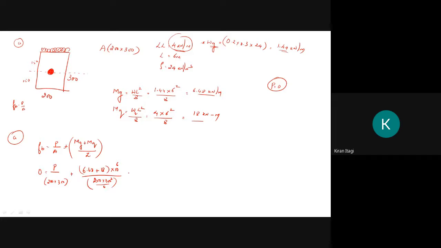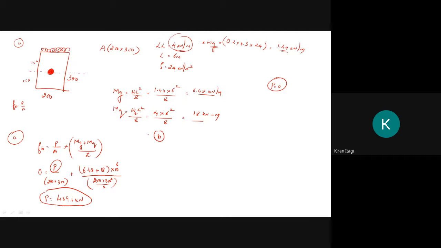Therefore, we have to determine the unknown value, that is P. After solving, we will get P equals 489.6 kilonewton. So this was about the first condition.